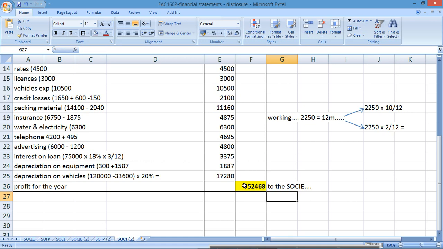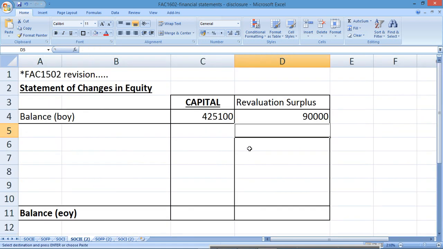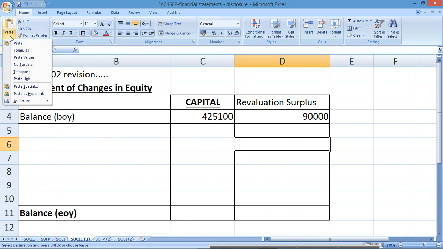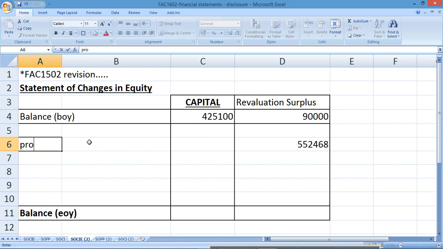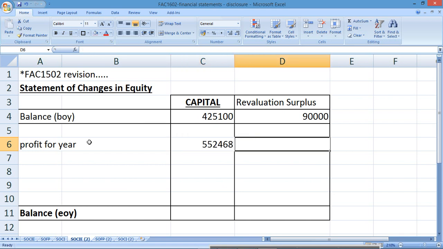So that figure, copy it and move it to the SOC. Why? Because it's the profit for the year. What does profit do to it? It increases capital. Yes, wrong column. Be careful.